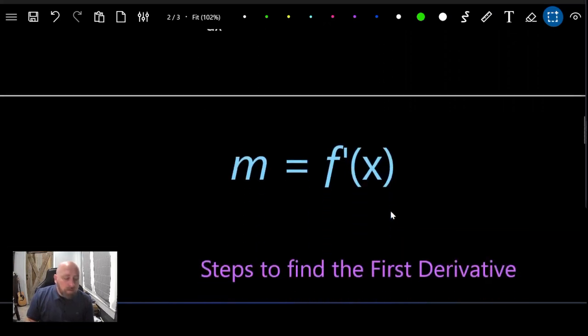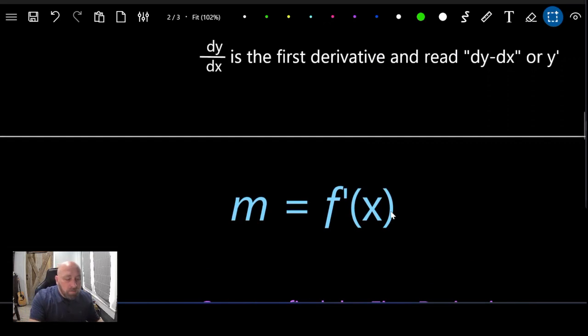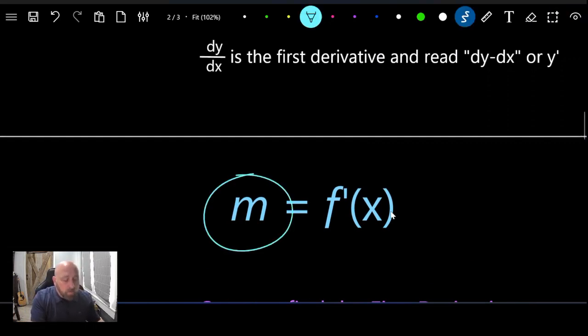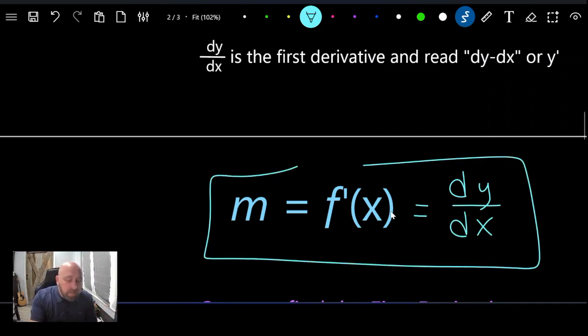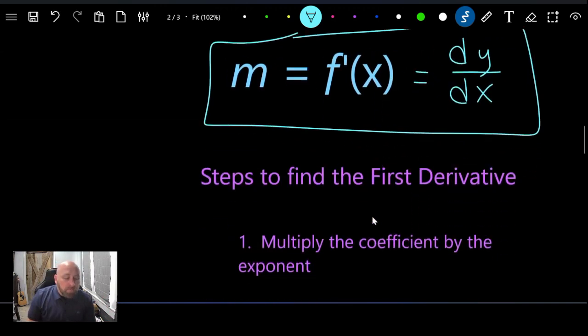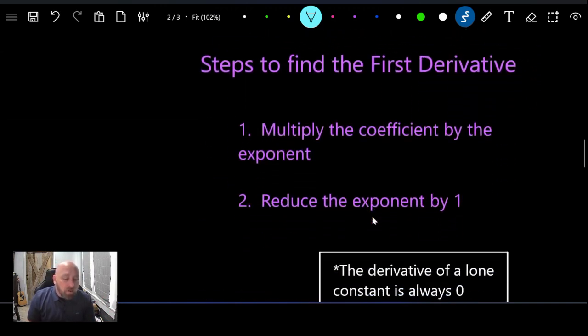All right, one more thing here before we move on to starting to solve these: your m, or your slope, equals f prime of x, which also equals dy dx. All these things are the same. There's no difference in any of these. It's just writing it a different way. Okay. Now, let's talk about how we solve these things.